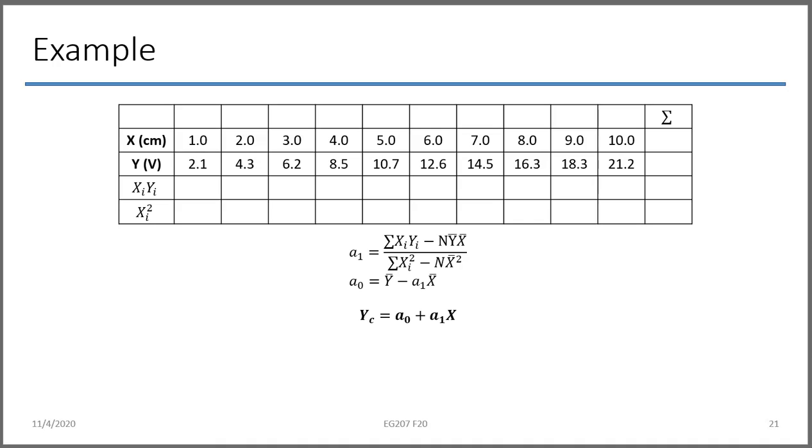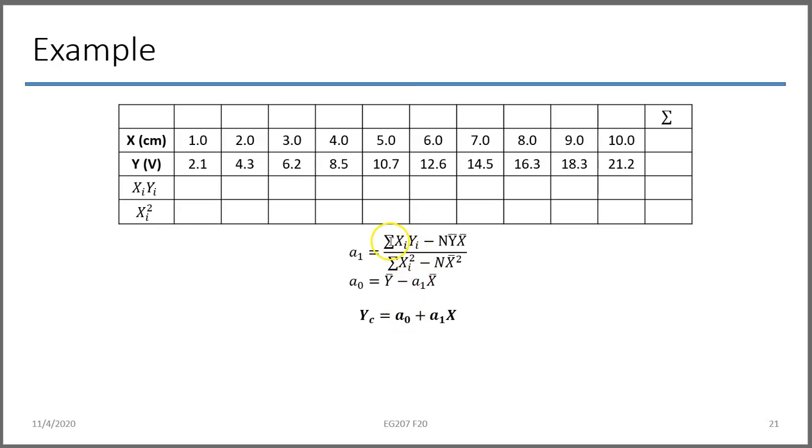So here's my sample data. And this is plotting some known distance from our ultrasonic rangefinder to an object, and then I'm plotting the voltage that comes out of my instrument. And so I know that I want to use these formulas in order to get myself the coefficients of the line that I am going to use as a calibration fit.